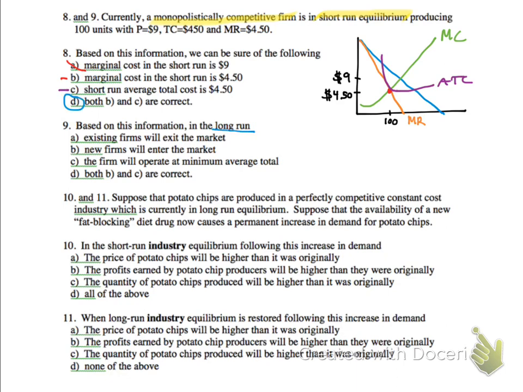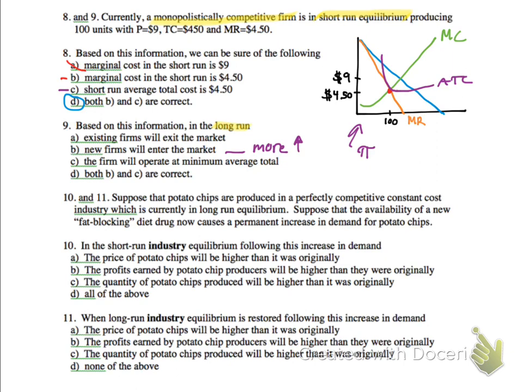But now let's talk about the long run. That was the short run, so now we're talking about the long run. If this continues in monopolistic competition, what will happen? Well, if they're making profit in the short run, what will happen? In the short run, these firms are making profits. In the long run, more firms will enter.